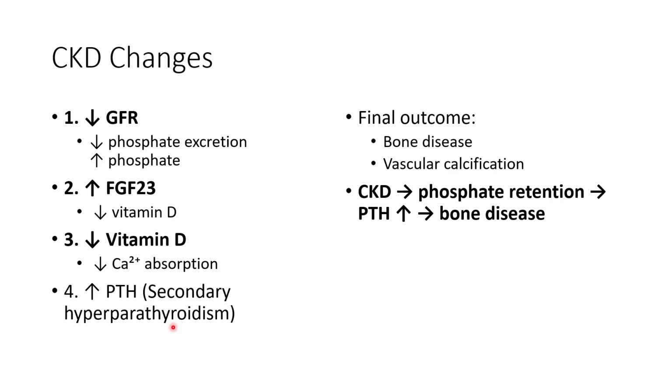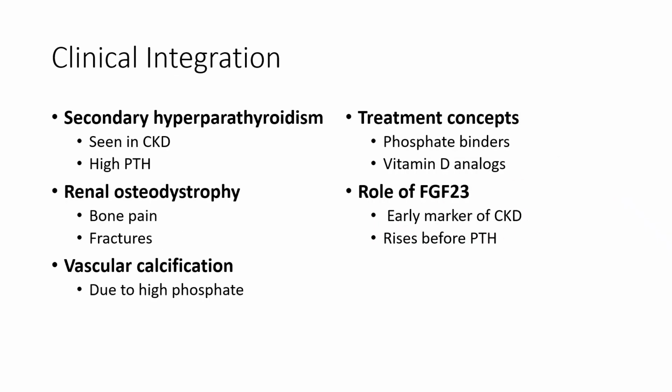So primary hyperparathyroidism is in which there is some issue in the parathyroid gland itself. Secondary is in CKD, but still, if you maintain the calcium levels and you maintain the vitamin D levels, this can be controlled. But if it runs for a very long time, this can become autonomous. That is known as tertiary hyperparathyroidism. So basically, the final outcome of all this is the bone disease and vascular calcification. So just remember, CKD will lead to decreased phosphate excretion, that will lead to increased PTH, and that will lead to bone disease. So, like I told you, secondary hyperparathyroidism is seen in CKD.